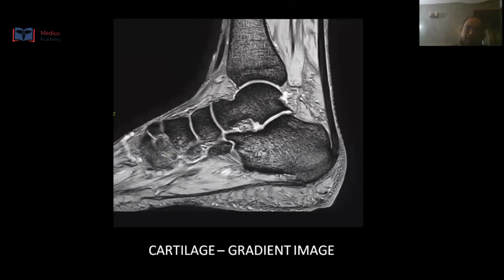This is an image of a gradient sequence where we need to see the cartilage. So this is the tibia, this is the talus, this is the calcaneum, these are the metatarsal bones. In between the bones, you are able to see this bright signal, which is quite uniform in all the joints. These are the cartilage. In gradient imaging, we are able to see the cartilage very nicely, and this is a normal joint without any involvement of arthritis. That's why we are able to see the uniformity of the cartilage. This is the sagittal image where you are also able to see the Achilles tendon and the plantar fascia.